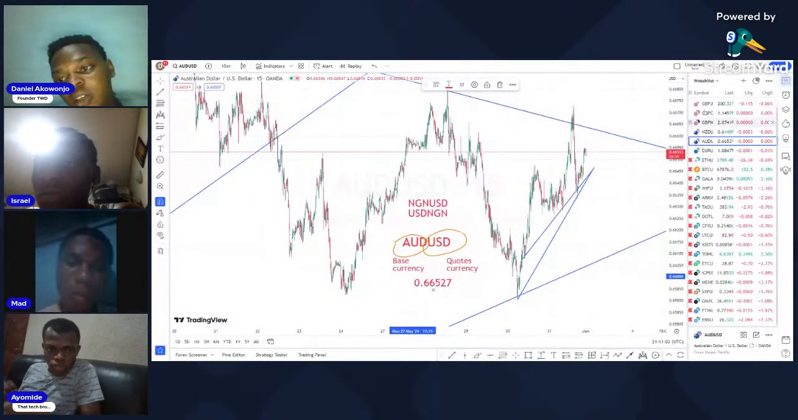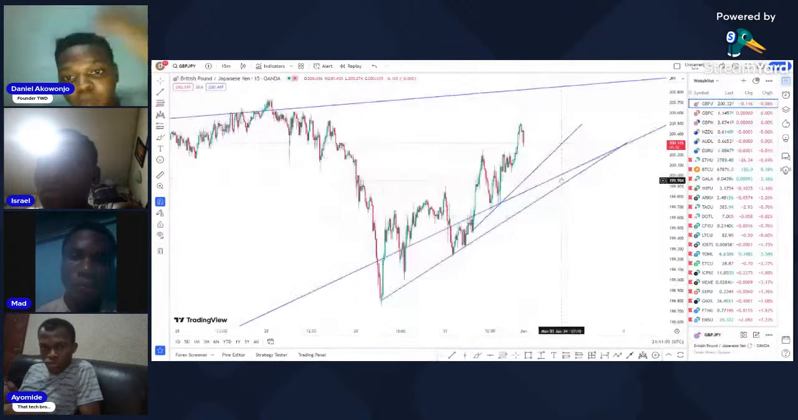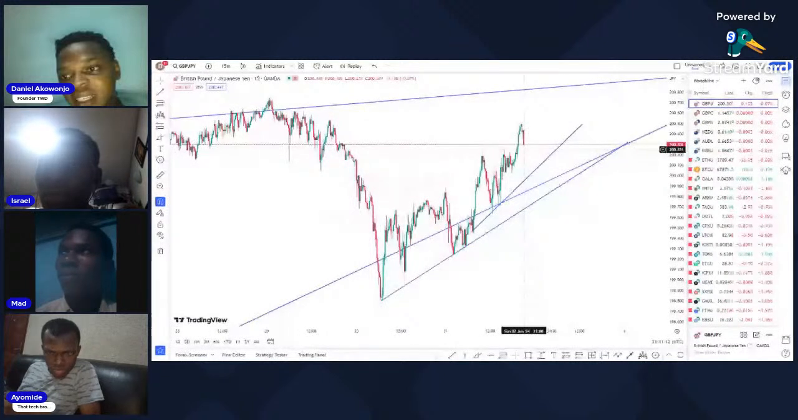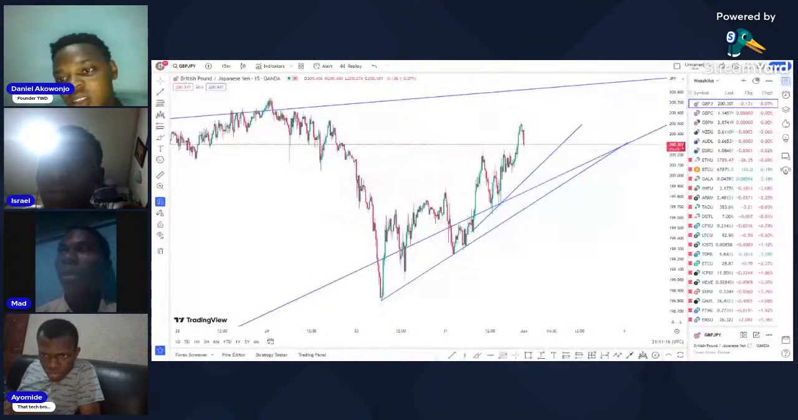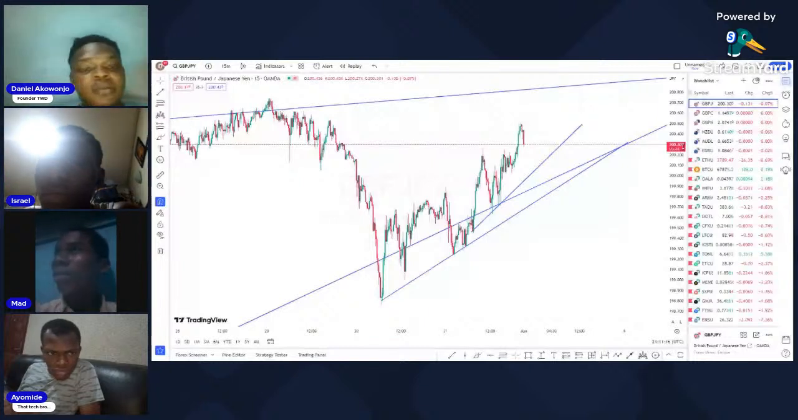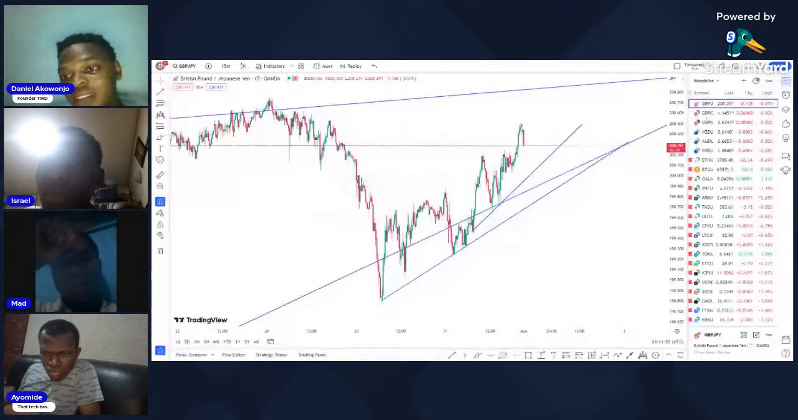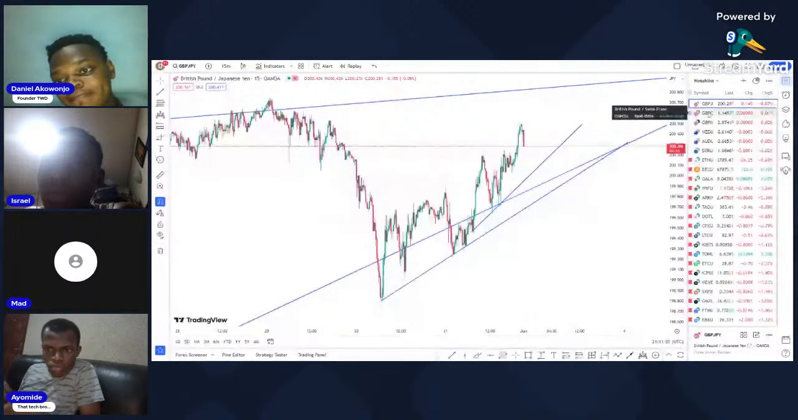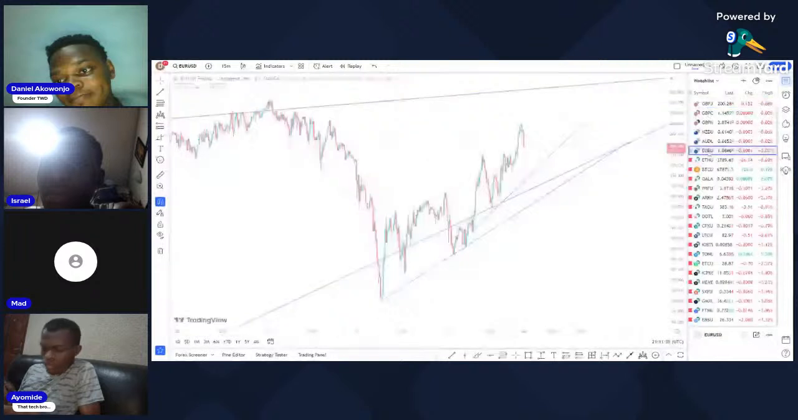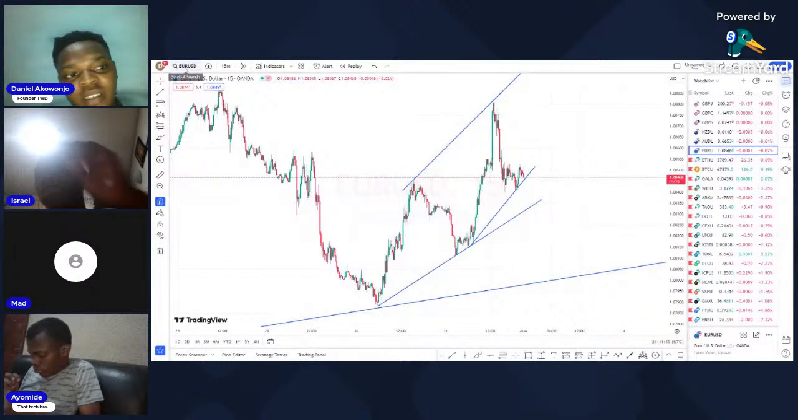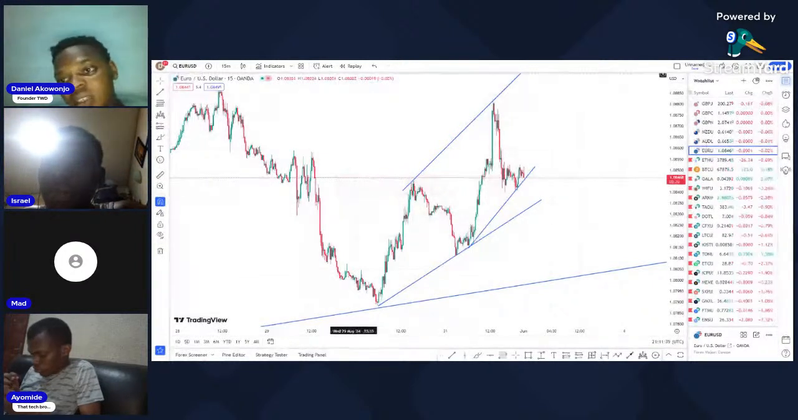In the case of GBP JPY, what do you need to purchase one JPY, the Japanese yen? You need how many GBP, Great British Pounds? You need 200.301. That's the current price. Let's go to EUR USD. For you to purchase one euro, you need 1.08 US dollars. Let's look at GBP USD.